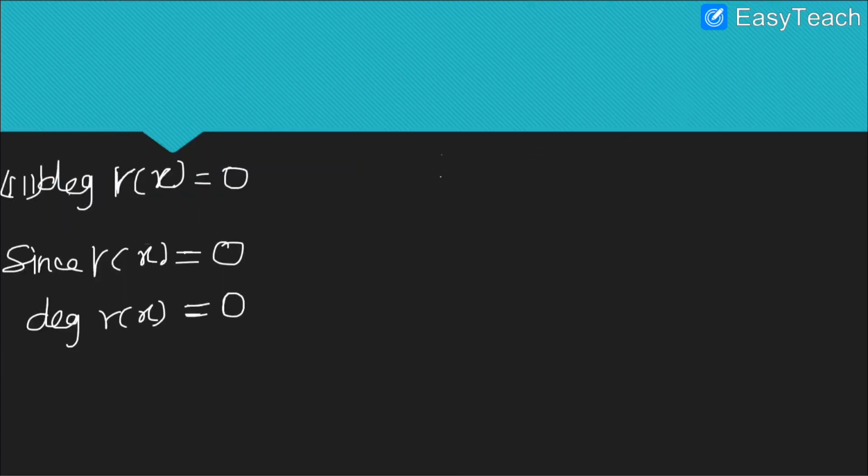And finally, when you conclude, this is your conclusion: degree of r of x equals 0. This is what you need to prove. So since we get r of x as 0, the degree of r of x is 0 also. Hence we verified our relation.